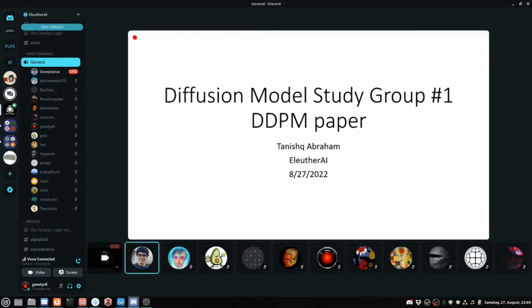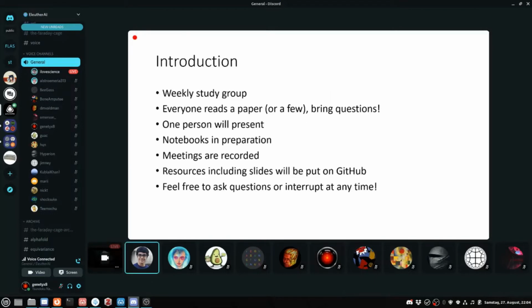Here is a little more information about what I had planned. It's a weekly study group, and we'll assign papers. For this week, we have the DDPM paper, and depending on how things go, we may read just one paper. That one paper might take more than one week, or we might read multiple papers. It depends on how the project is going and how everyone's feeling. For now, we wanted to start with the DDPM paper, since it's a fundamental paper, and maybe in the future we'll do more than one paper.